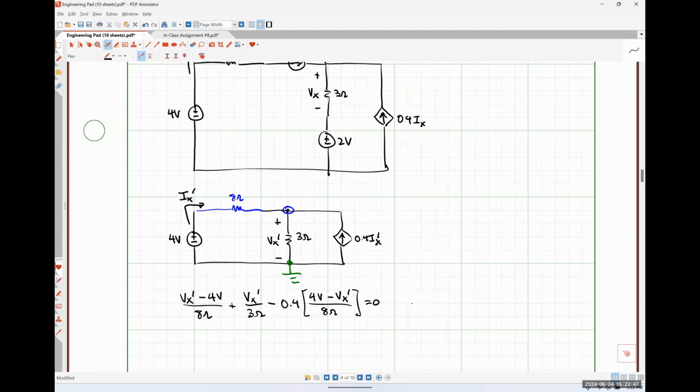Set that equal to 0, and then I would just use the numerical solver on my calculator to solve for Vx prime, since it's a one equation, one unknown system. That's, I think, how I would solve it. Was that sufficient, Caleb, or do I need to go into more detail?